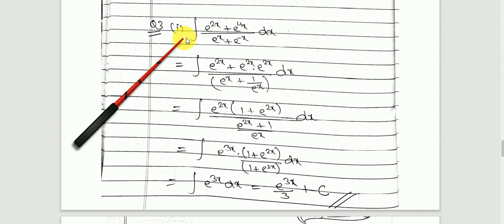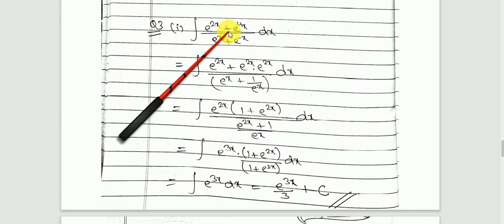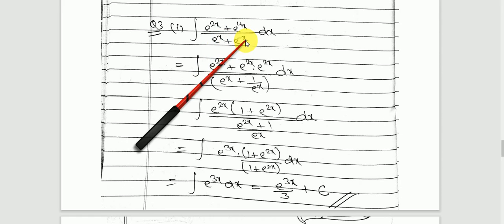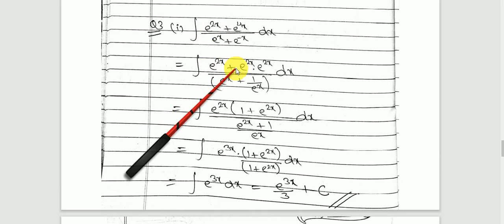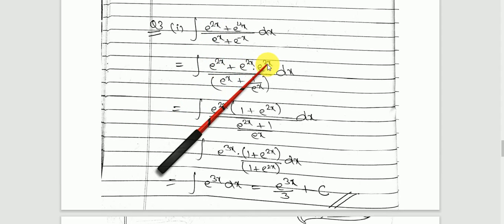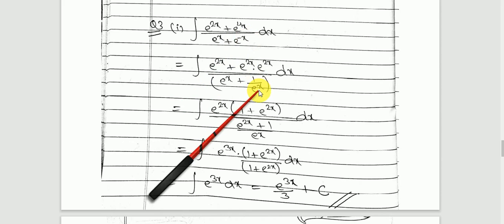Now question number 3. Integration of e to the power 2x plus e to the power 4x upon e to the power x plus e to the power minus x. Now here you don't have any direct formula for this, but we can write the numerator in this way: e to the power 2x plus e to the power 2x into e to the power 2x. And down over here, e to the power minus x can be written 1 upon e to the power x.